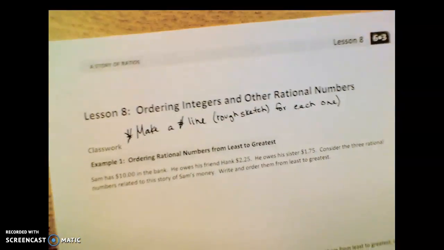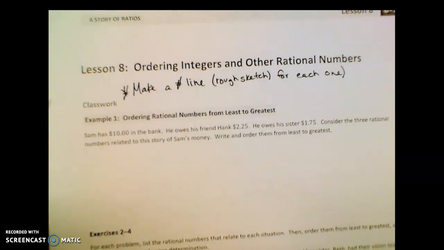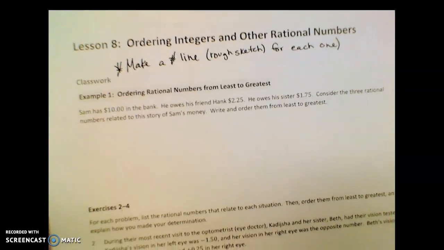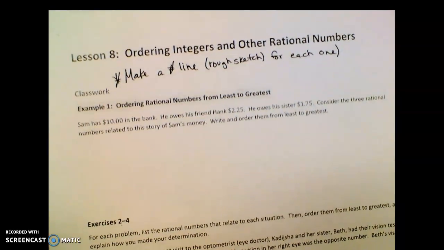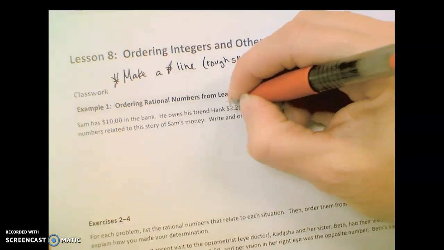So let's do example 1 together real quick. It says Sam has $10 in the bank. So right away, I'm thinking if he has it, it's in the bank. That's a positive integer. He owes his friend Hank $2.25. If you owe somebody money, that means it's going to be subtracted out of your account, so that's going to be a negative integer.